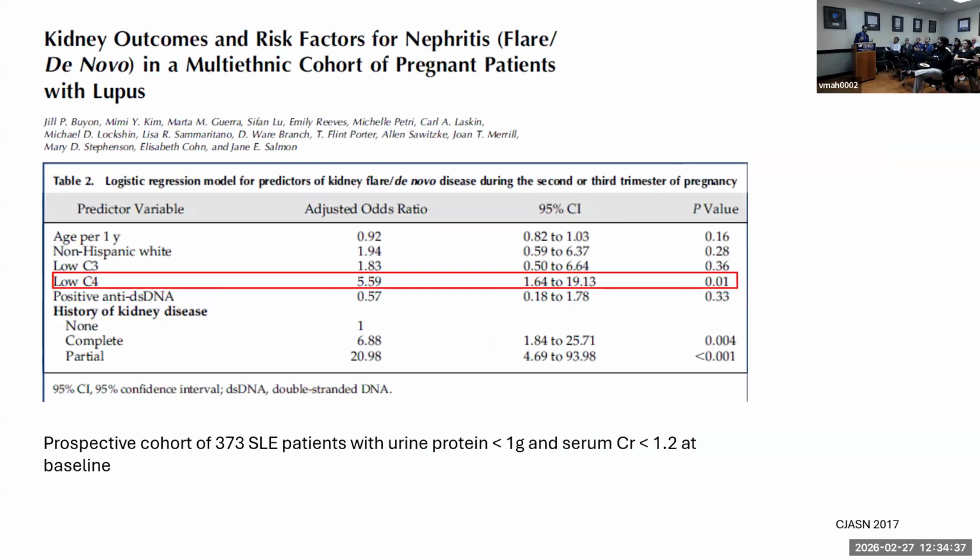And then what are your risk factors for flare, or what might predict lupus nephritis flare during pregnancy? This paper looked at that, and they found that low C4 and a history of kidney disease prior were associated with higher risk of flare. The other thing they found was that anti-dsDNA, which has traditionally been considered a risk factor for lupus flare during pregnancy, was actually not associated with it. So they thought that this should probably not be a factor that we use to discourage our lupus patients from pregnancy.